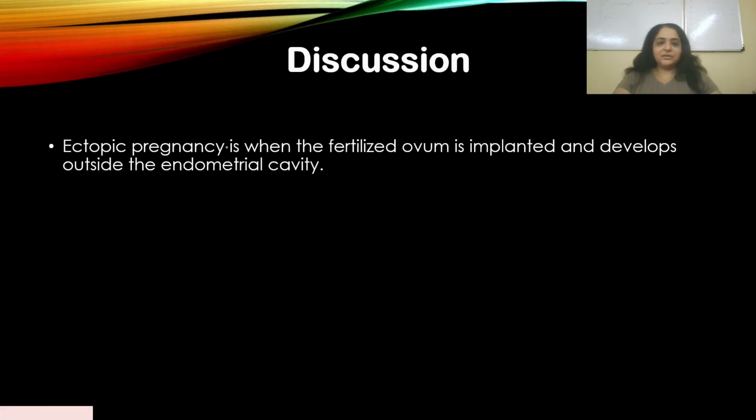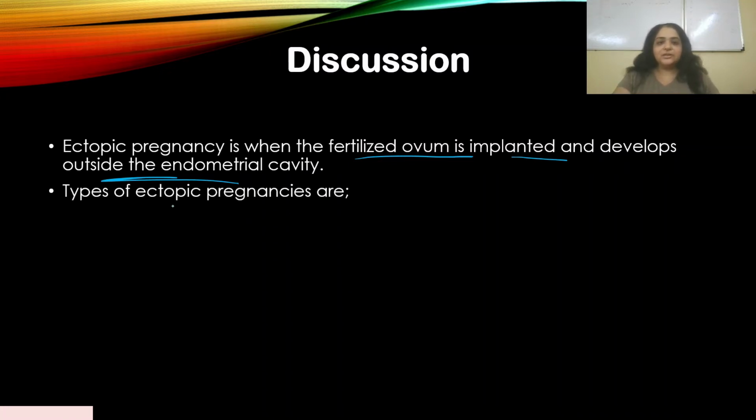Ectopic pregnancy is when the fertilized ovum is implanted and develops outside the endometrial cavity. We've seen a normal implantation, right? The embryo moves into the endometrial cavity and stays there and begins to grow. That is a normal pregnancy. But an ectopic pregnancy is when that fertilized ovum is implanted anywhere other than the endometrial cavity. Then it becomes a problem.